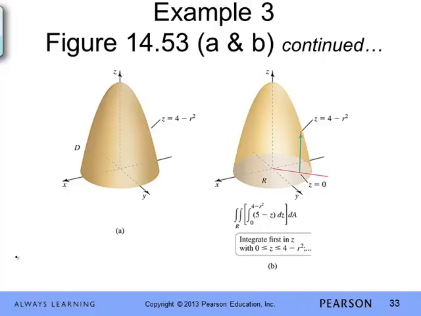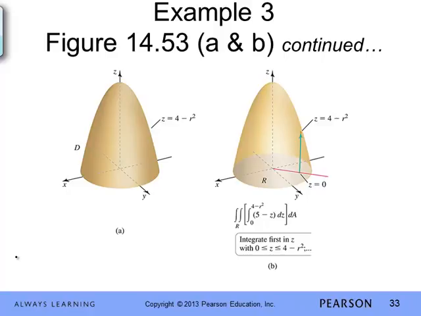But in cylindrical coordinates, it was a lot more simple. So how do we integrate the density function in cylindrical coordinates? Well, we can integrate with respect to z first. Z is going to go from 0 to the surface, which is 4 minus r squared. And then, once we figure out the limits for z, project that whole shape onto the polar plane. And then that shadow is just the circle of radius what?